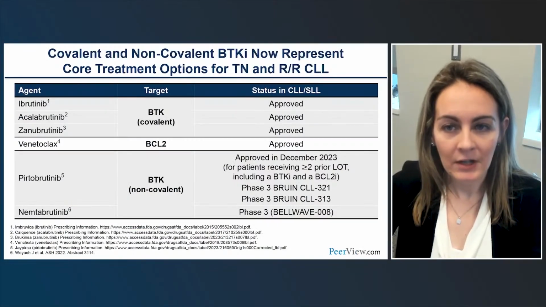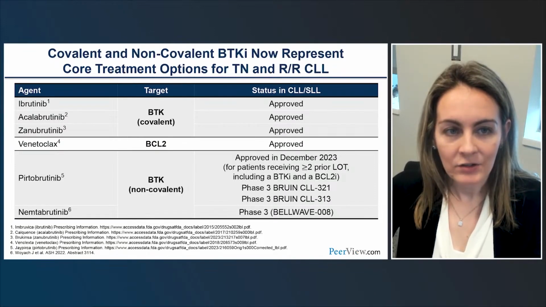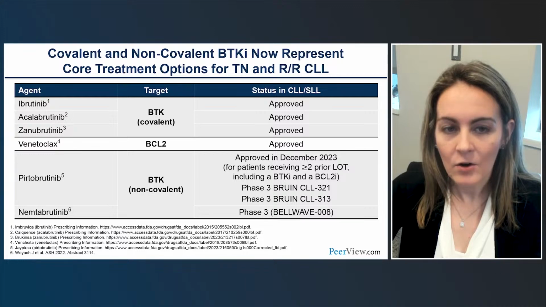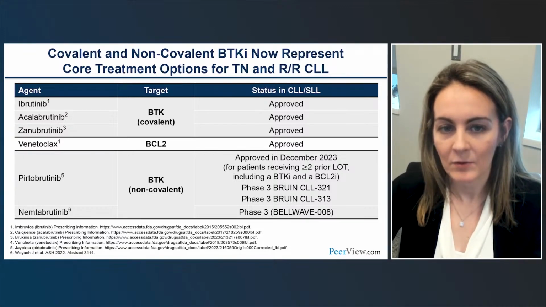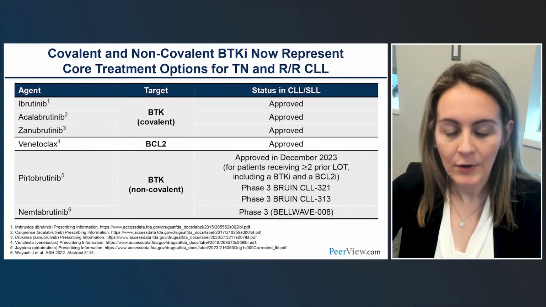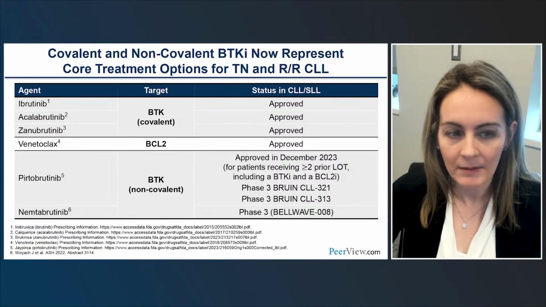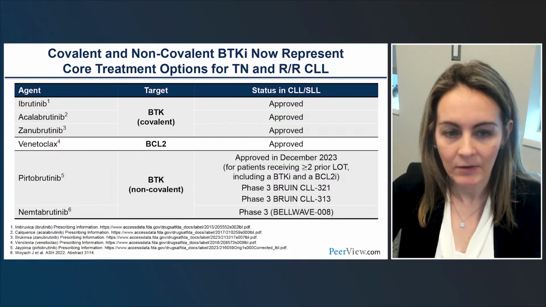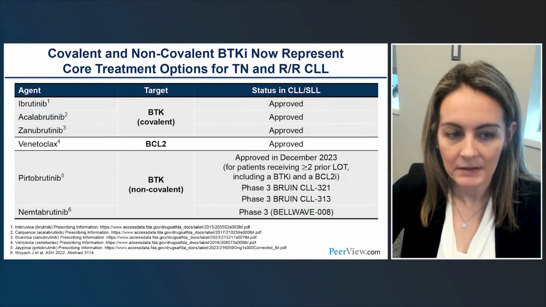So as introduction, this is a slide showing that covalent and non-covalent BTK inhibitors are core treatment options in both the frontline and relapse refractory settings for patients with CLL. So you'll see covalent BTK inhibitors include ibrutinib, acalabrutinib, and zanubrutinib, all FDA approved for treatment of chronic lymphocytic leukemia. We also show that venetoclax, the BCL2 inhibitor, has a key role in this disease.